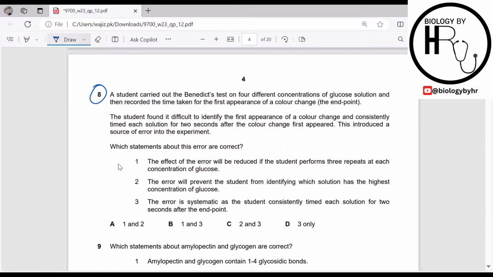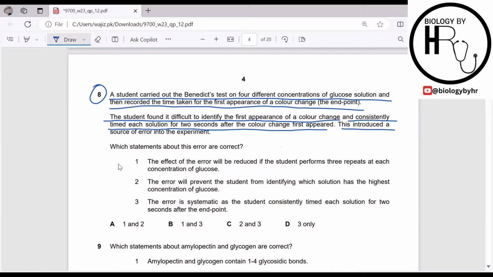Question number 8 says that a student carried out the Benedict's test on four different concentrations of glucose solution and then recorded the time taken for the first appearance of a color change, the endpoint. The student found it difficult to identify the first appearance of the color change and consistently timed each condition for 2 seconds after the color change first appeared. This introduced a source of error into the experiment. So basically the student is timing the solution for 2 seconds after the color change, which should not be done. What should be done is that whenever the first color change appears, he should stop the stopwatch.